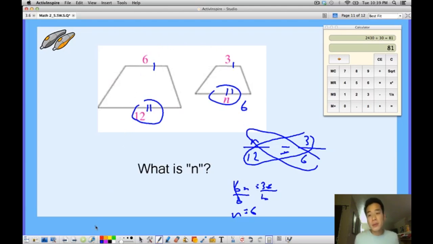So that's all I have for today. That's how you do similar figures and indirect measurements.